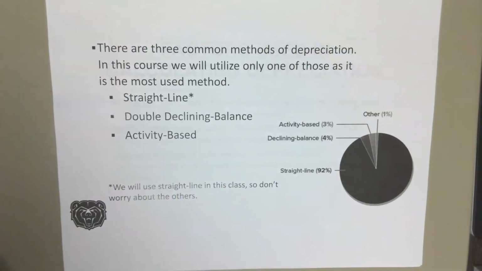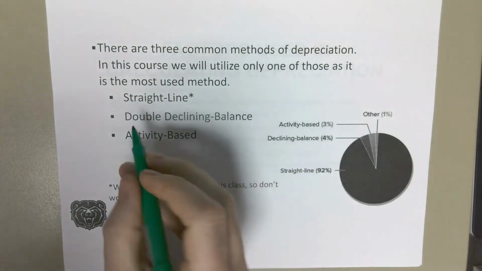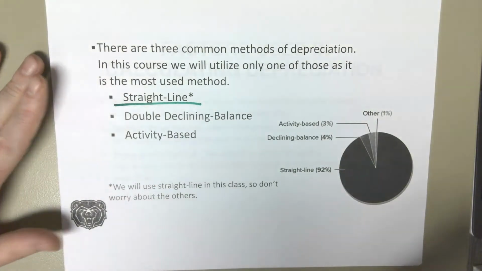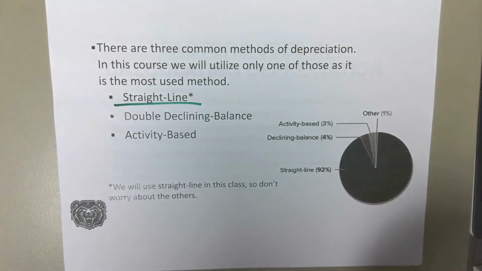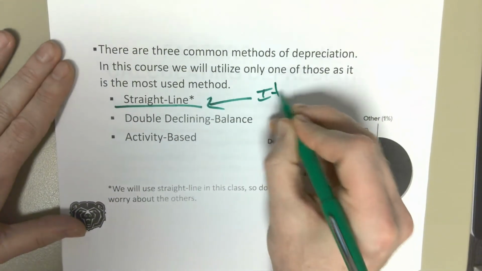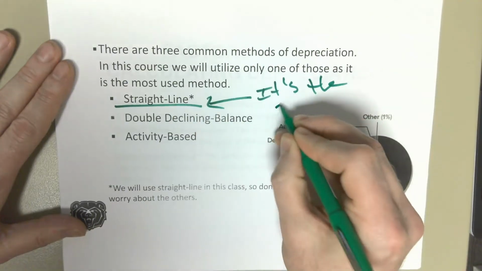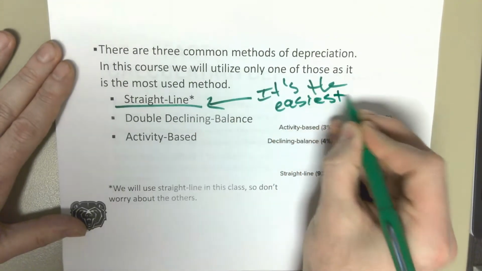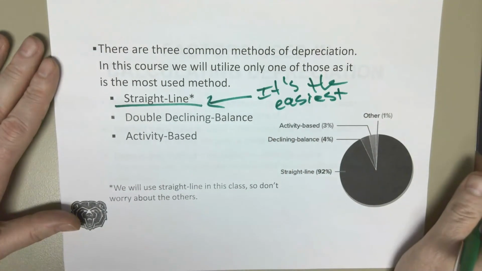So, in financial accounting, there are 3 very popular common methods that we use to depreciate long-term assets. In this course, we're only going to utilize one of those, and it is the most used method. It is the straight-line depreciation method. Why do we use it? It's the easiest. There's less chance of you making a mistake with this.